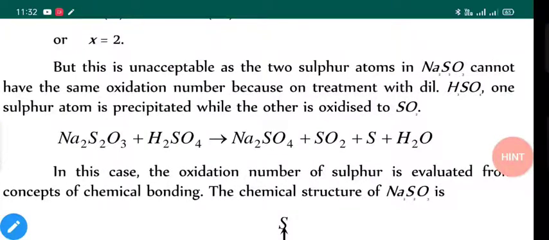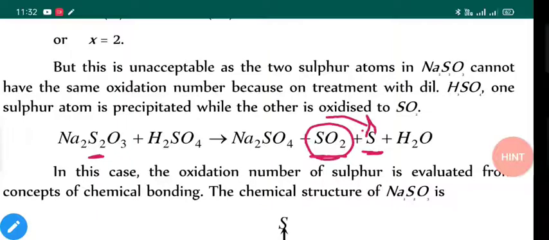When it is treated with dilute H2SO4, one of the sulfur will be precipitated and the other sulfur will be oxidized. So here we have a reaction of Na2S2O3 with H2SO4. It gives SO2 and S. That means from these two sulfur, one of the sulfur will give us sulfur atoms, that means it will precipitate as solid sulfur. And the second will oxidize into SO2, that means sulfur dioxide gas.